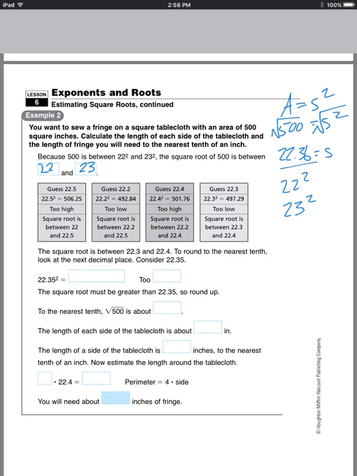So we know now the square root has to be between 22.2 and 22.4. So we're going to guess 22.3, and when we square that, we get 497.29, which is too low. So we know the square root has to be between 22.3 and 22.4. Okay? That was a really long process of doing this. You can guess and check all you want, but if you know that formula, it will tell you.